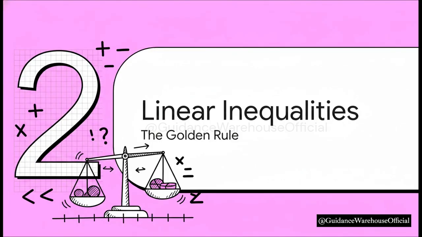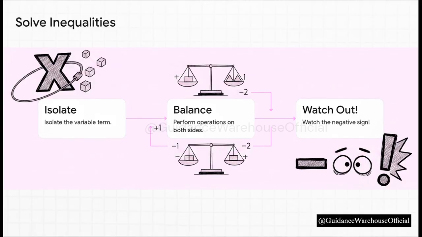Moving right along to Section 2, solving linear inequalities and the golden rule. Now that we've got a solid grip on how to write our answers, let's get into the algebra. For the most part, solving inequalities is exactly like solving regular equations. You want to isolate that variable term, and whatever you do to one side, you absolutely must do to the other. Let's say we have negative 2x minus 1 is greater than or equal to 5. Well, we add 1 to both sides to get negative 2x is greater than or equal to 6.